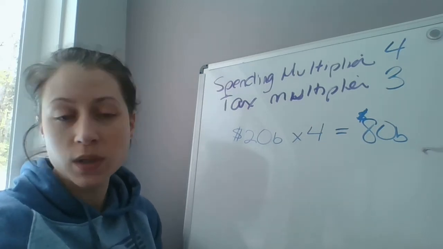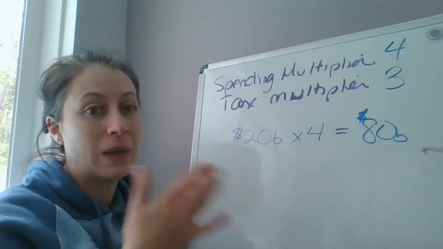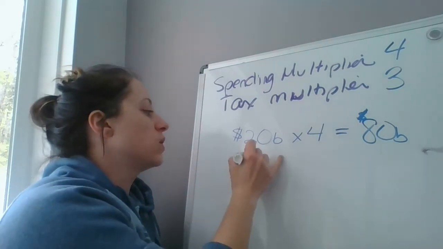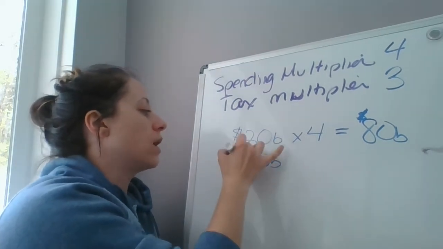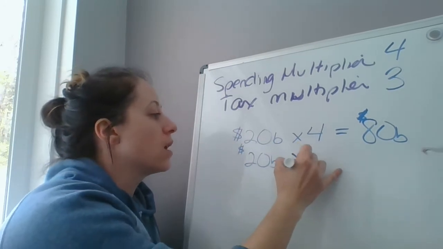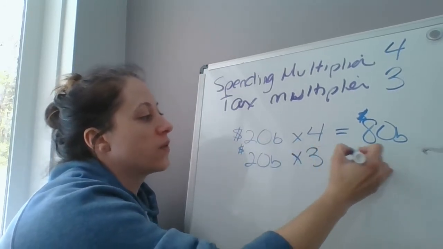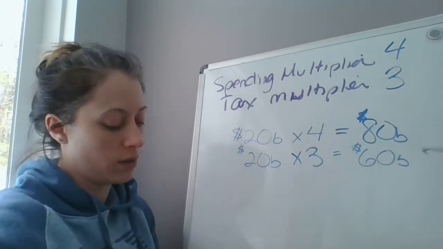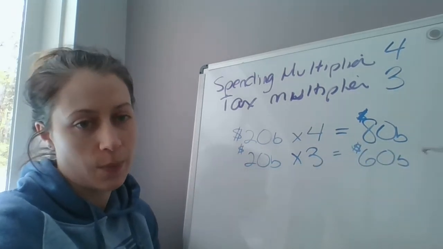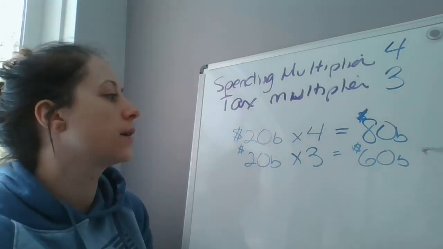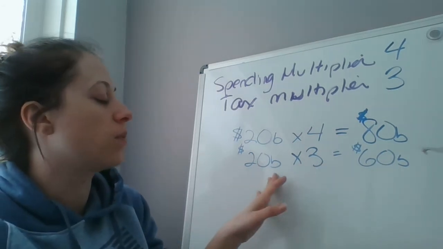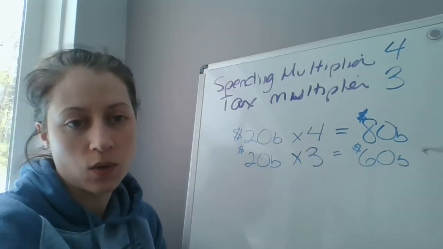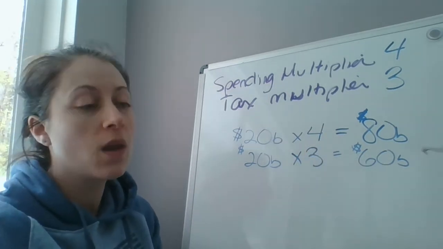But if we were dealing instead of with spending and we were dealing with a tax cut, then that same 20 billion tax cut by the government, times our multiplier of 3, is only going to be an additional 60 billion in spending that's happening. All right, so you can clearly see that the tax multiplier is not as strong because you have less money being created in this situation.